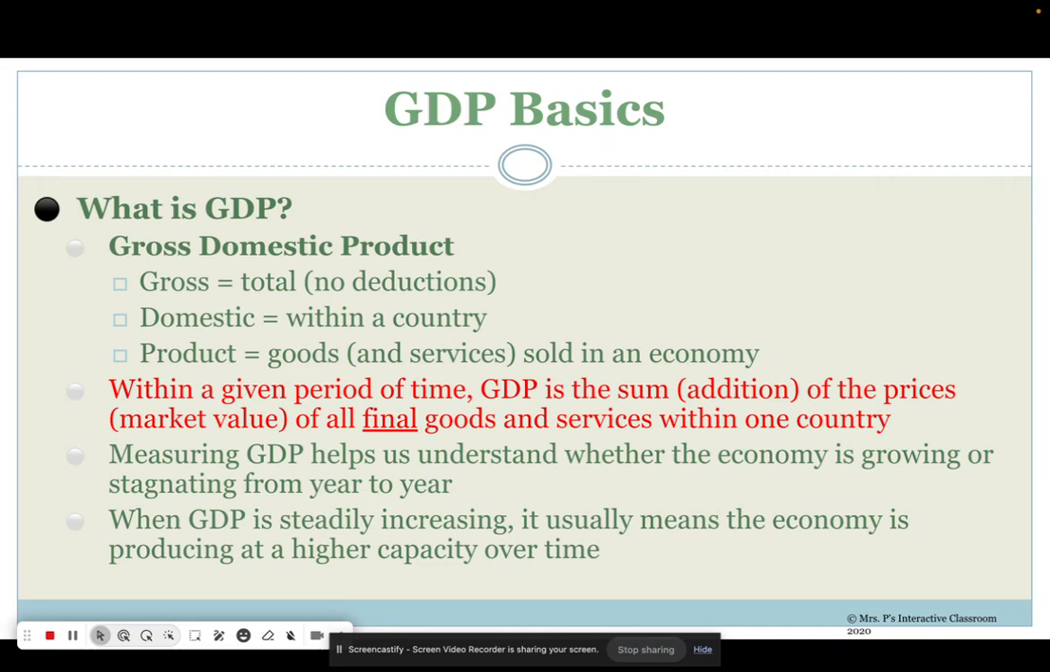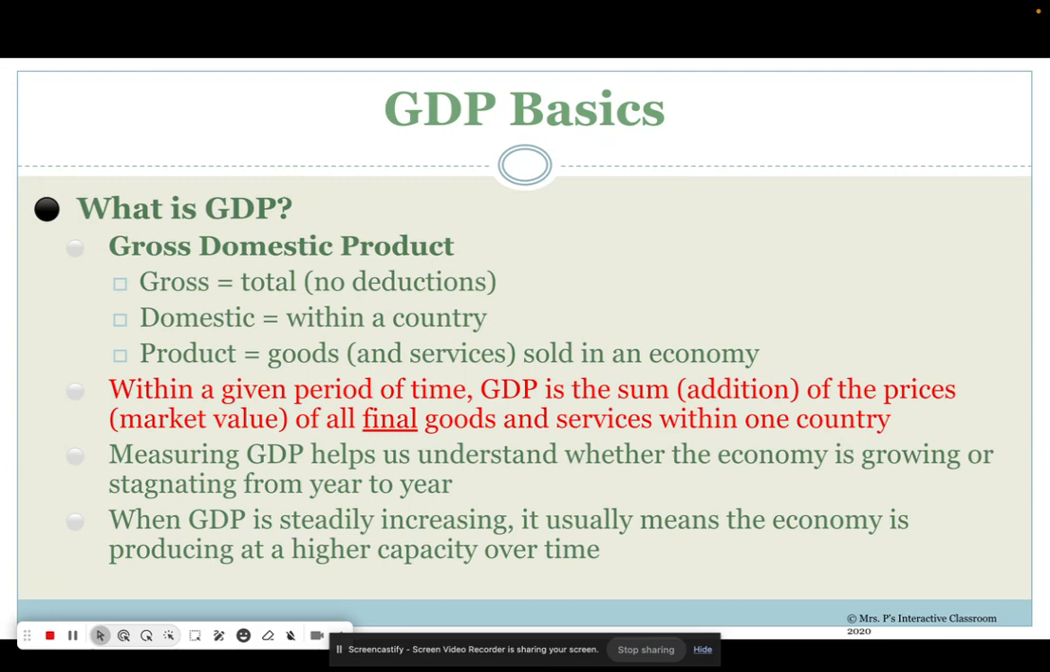So, GDP is gross domestic product. Gross means total; domestic means within a country. Anytime you hear domestic, we've talked about domestic policies being within a country. Remember guns and butter, those domestic policies being within a country. And lastly, product: goods and services sold within a country within a given period of time. GDP is the sum of the prices of all final goods and services within a country.